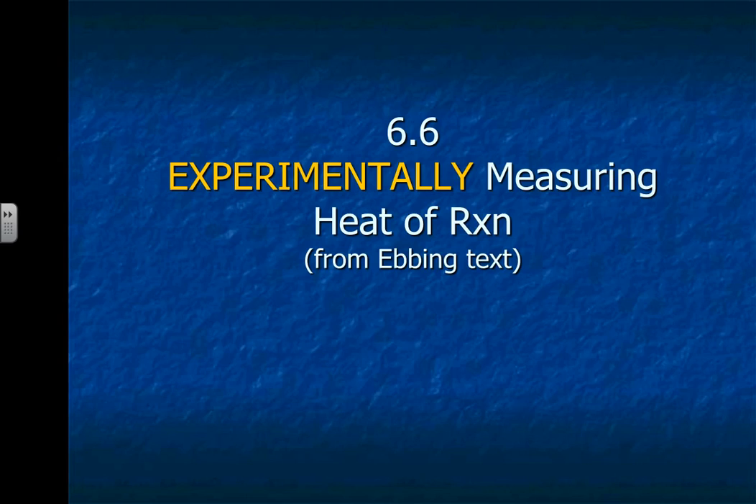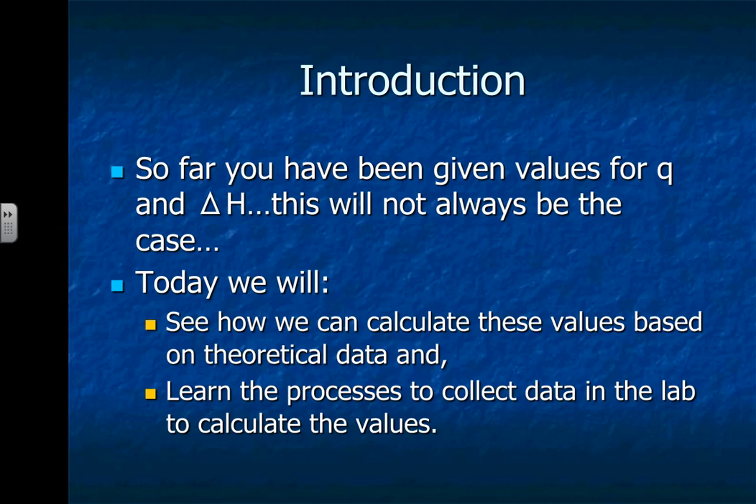I don't know if you've realized up to this point, but we have not talked experimentally. We haven't talked about doing something in the lab. In fact, everything we've talked about has been theoretical. You've been given values for Q. Remember Q? That was a while back. Q is just heat, whereas delta H is enthalpy. But you were given those values. You either were just directly given the value or you looked it up in an appendix. But as it says here, this will not always be the case.